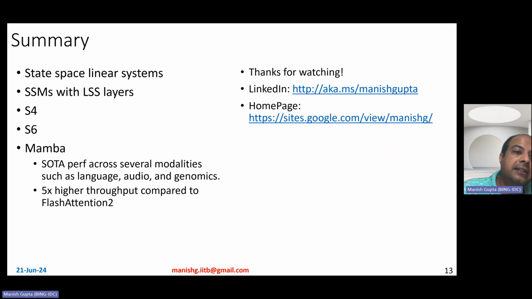The S6 model enabled selectivity, which is pretty good from an accuracy perspective. Overall, we observed that Mamba gives you state-of-the-art performance results across several modalities like language modeling. I didn't talk about audio and genomics, but there are experiments in the paper about that as well. Mamba provides 5x higher throughput at inference time compared to flash attention too.